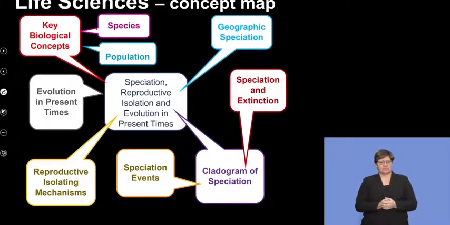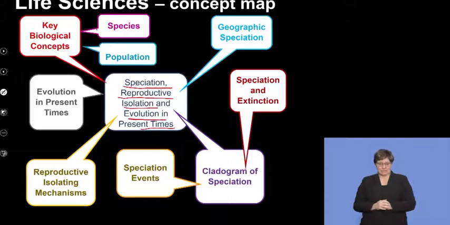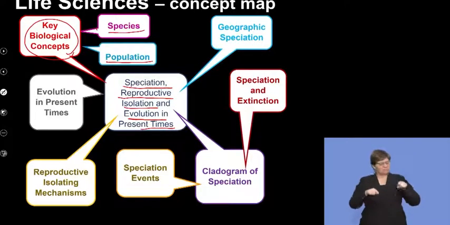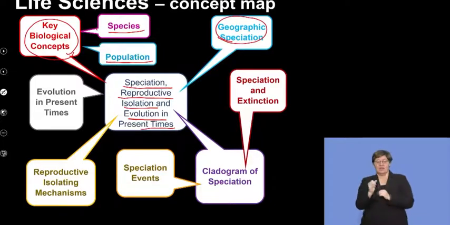All right, so let's have a look at the concepts we're going to have a look at in this topic. We look at speciation, reproductive isolation and evolution in present times. Specifically we're going to look at biological concepts, the very important terminology, because terminology is important, and very much so the difference between species and population. Then we'll look at geographic speciation and the mechanism that involves actual new species forming.